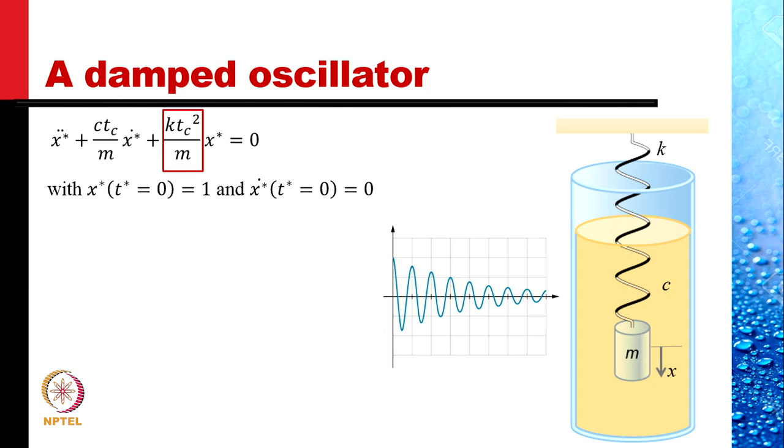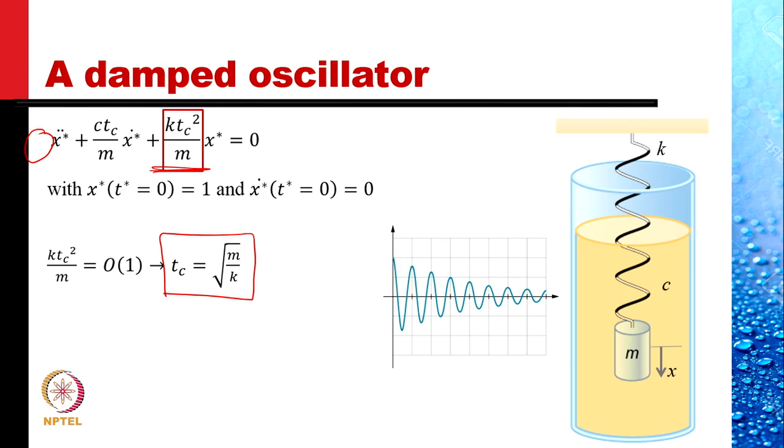Now, if this mass is to oscillate, then the spring force must be present. The coefficient of the inertia term is 1. So for this term to be present means that this coefficient should be of order 1. And if this is of order 1, then this suggests that tc may be chosen as the square root of m by k without any loss of generality. This is a characteristic time in this problem.